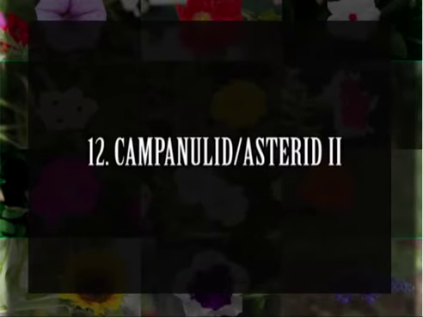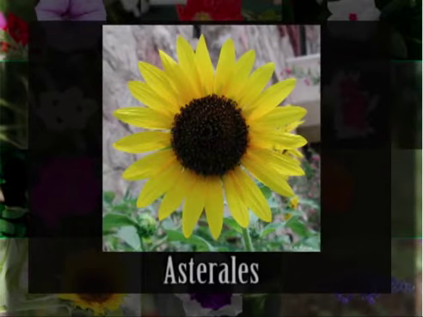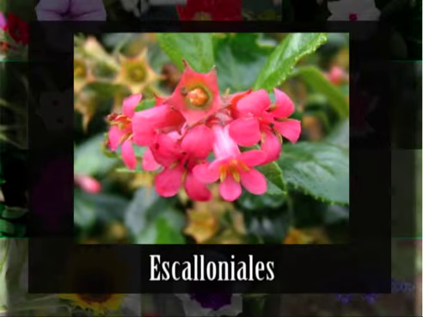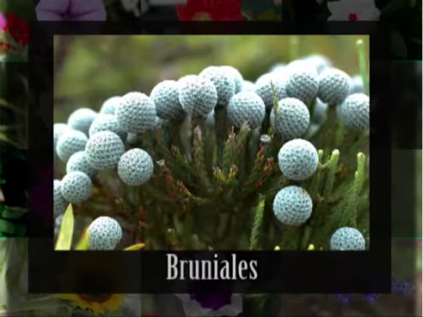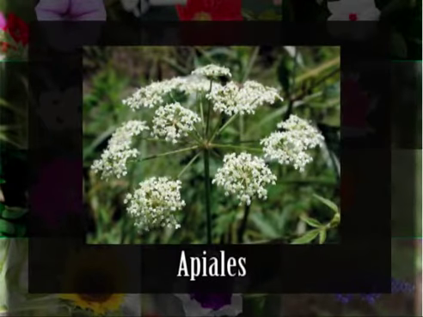This Lamiid informal clade is followed by the last clade by the name of Campanulid, or what we call ASTERID second. Within this informal clade, we have orders like Aquifoliales, which is followed by Asterales. Asterales is a large order wherein we have many different families like Campanulaceae or the Asteraceae. One more order is by the name of Escalloniales, which is followed by an order Bruniales. This Bruniales is followed by an order by the name of Apiales. Apiales includes families like Apiaceae, Araliaceae. Apiaceae is also called the carrot family.